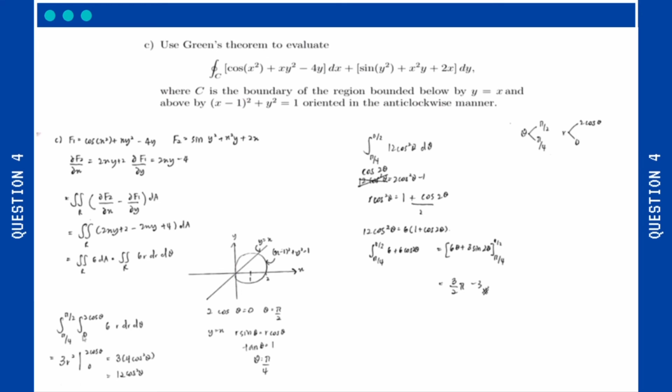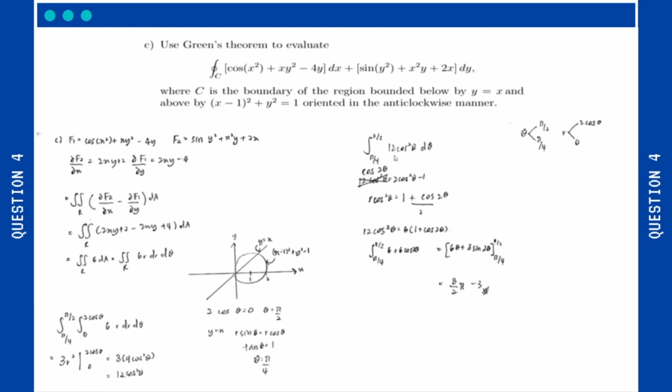So after we put the limits here and do the integration with respect to r, we will get 3r squared. We need to put the limits here, and after we plug in the values, we will get 12 cos squared theta. Then we integrate 12 cos squared theta d theta.